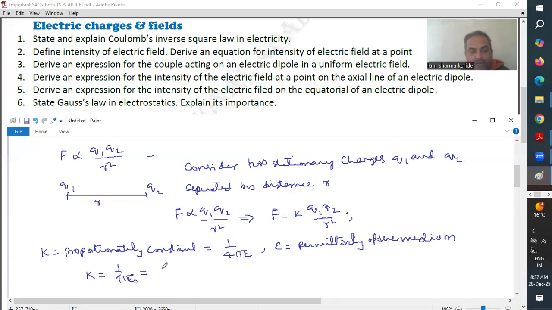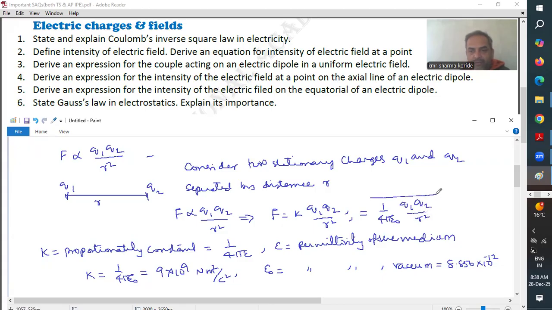There is a value also for this: 9 into 10 to the power of 9 Newton square meter per coulomb square. Epsilon naught means permittivity of vacuum or free space. Its value is 8.856 into 10 to the power of minus 12. In addition, we can also define a constant, the dielectric constant, or relative permittivity. This is enough to represent in the exams. Remember this equation: K is 1 by 4 pi epsilon naught if the charges are in vacuum.